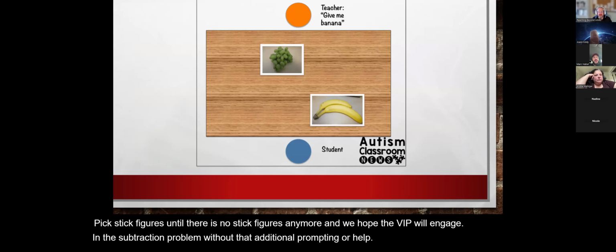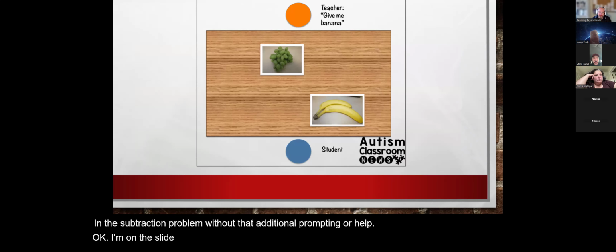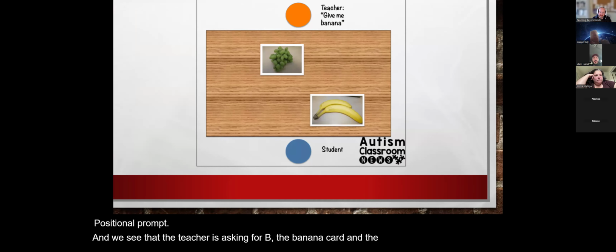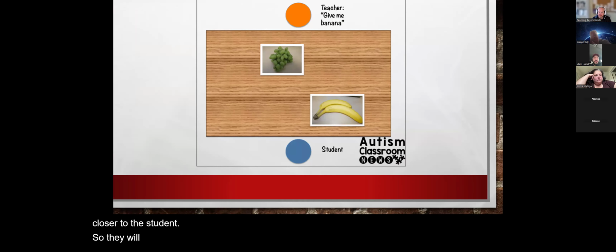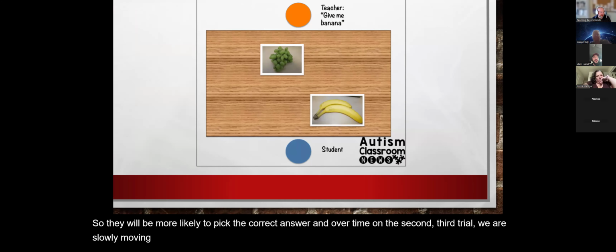Okay, I'm on the slide, and so here's an example of the positional prompt. And we see that the teacher is asking for the banana card, and the teacher has moved the banana card closer to the student, so they will be more likely to pick the correct answer. And over time, on the second, third trial, we are slowly moving that card back into the array and leading our VIP to success that way. Okay. Any questions so far, guys, about what we're doing here?